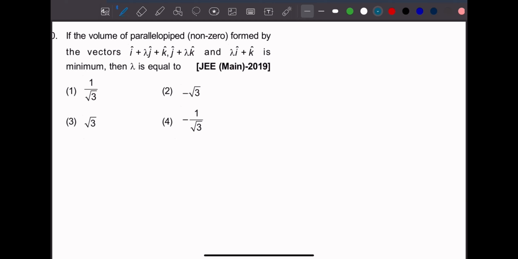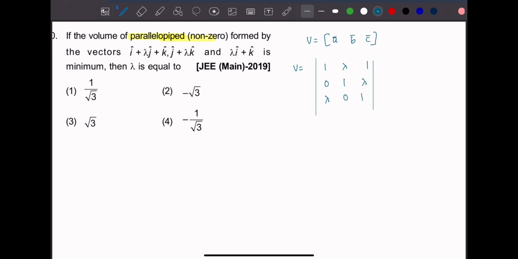Next question we have is the volume of a parallelepiped. Now what is the formula for the volume of a parallelepiped? That is important for us. Volume we know is the box product of A vector, B vector and C vector. Given that the sides are 1 plus lambda i cap plus k cap, j cap plus lambda k cap, and lambda i cap plus k cap. So just find the volume. We are getting the determinant 1 lambda 1, 0 1 lambda, and lambda 0 1.